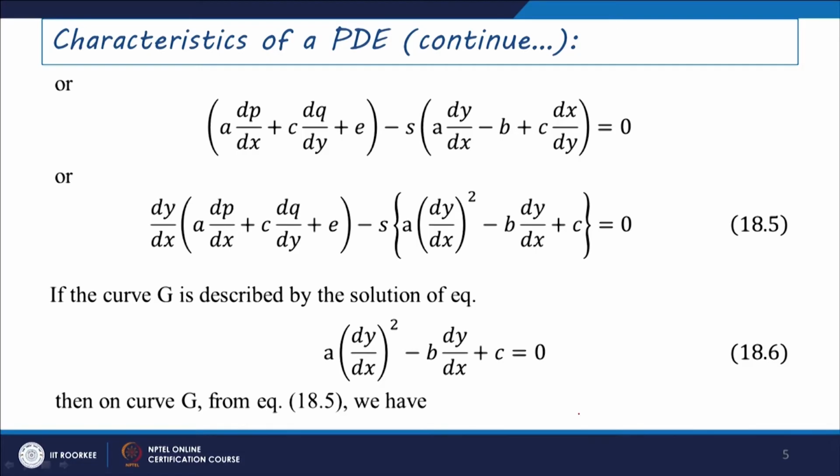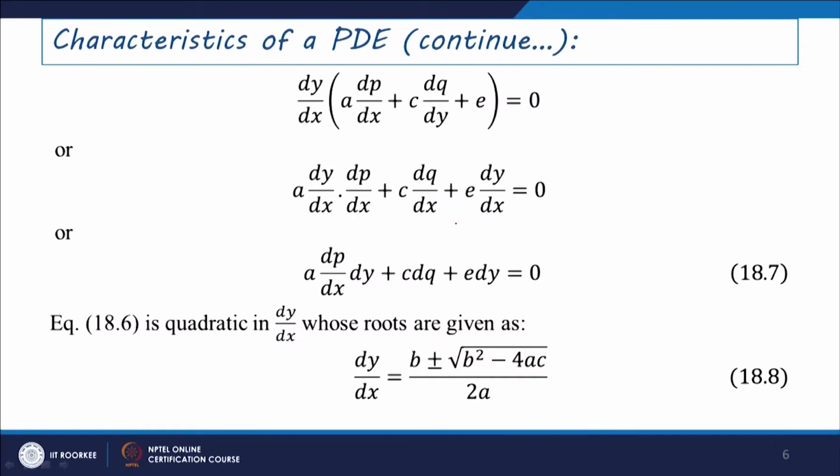If we multiply dy/dx on both sides, it can be expressed as dy/dx times a dp/dx plus c dq/dy plus e, minus s times a (dy/dx)² minus b dy/dx plus c. Since dy/dx into dx/dy cancels out, it comes as 0 there. So if the curve G is satisfied by the solution of this equation, a (dy/dx)² minus b dy/dx plus c equals 0, we can consider the left hand part of this equation as 0.